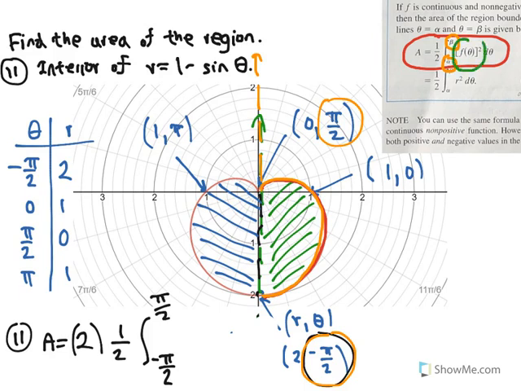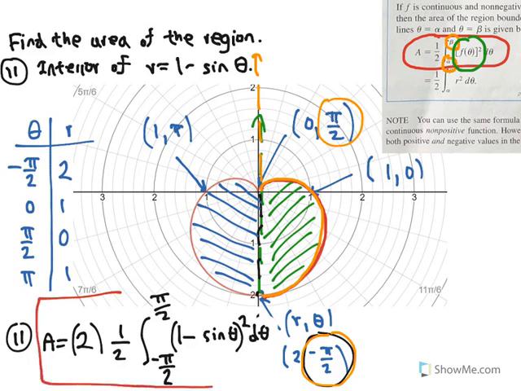You take your polar equation and you square it, and you have integration with respect to theta. So you're going to have 1 minus sine theta. You have to square it, and you have integration with respect to theta. This would give you the area of the region that we're interested in. And of course, when you multiply 2 times 1/2, you get 1, representing the area of the green and the blue regions, which is what we want.